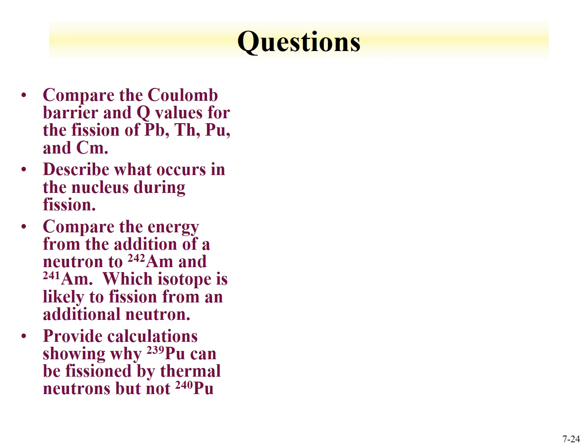Finally, another example would be provide calculations showing why plutonium-239 can be fissioned by thermal neutrons, but not plutonium-240. The same concept as before, the odd number of neutrons. And this is similar to an equation that was demonstrated in the lecture for uranium isotopes.